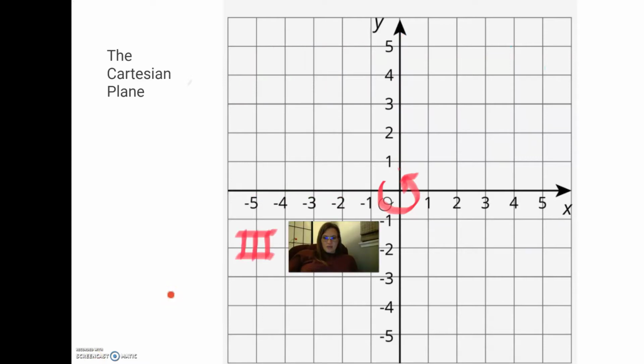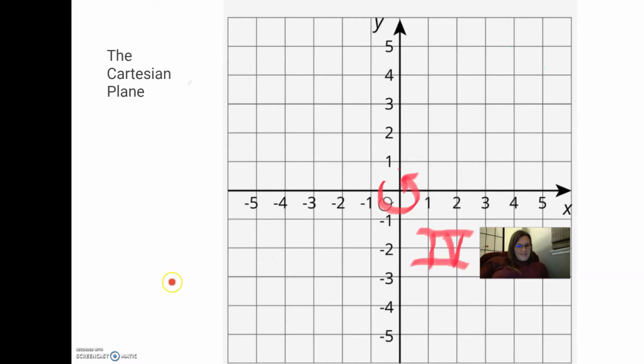Right beneath quadrant 2, we have quadrant 3, where both the x and the y coordinates are negative. And last but not least, down here in the bottom right-hand corner of the Cartesian plane, we have quadrant 4. In quadrant 4, our x values are all positive and our y values are all negative. And that is our tour of the Cartesian plane as we know it today.